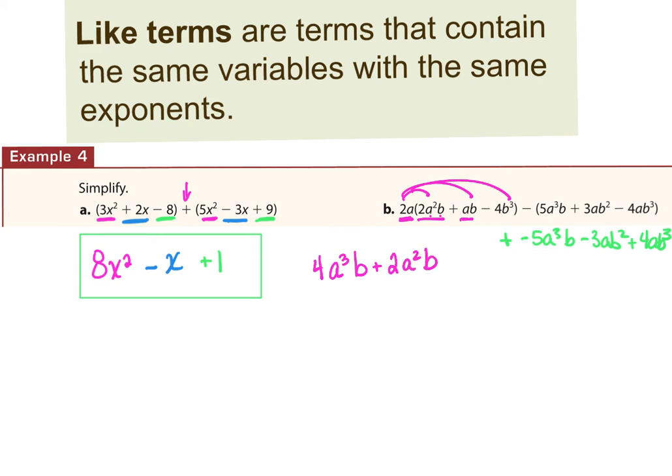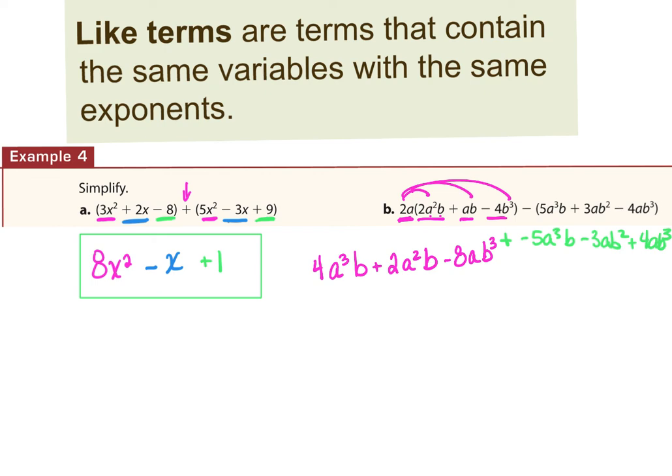It's going to stay. And then 2a times negative 4b cubed. 2 times negative 4 is negative 8. The a doesn't have anything. The b doesn't have anything, so it stays the same. Okay? And then you can start combining by addition and subtraction.